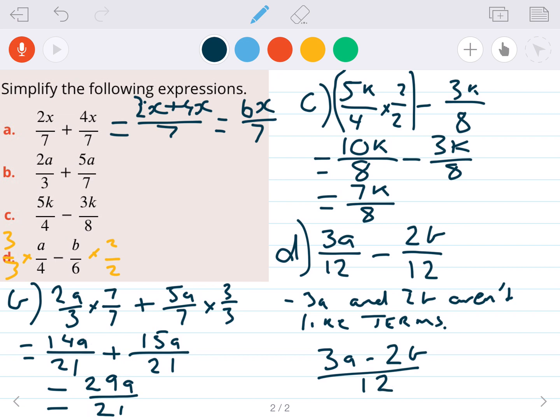So just remember, don't add or subtract if they're not like terms, just like with normal algebraic techniques. Hopefully this helped.